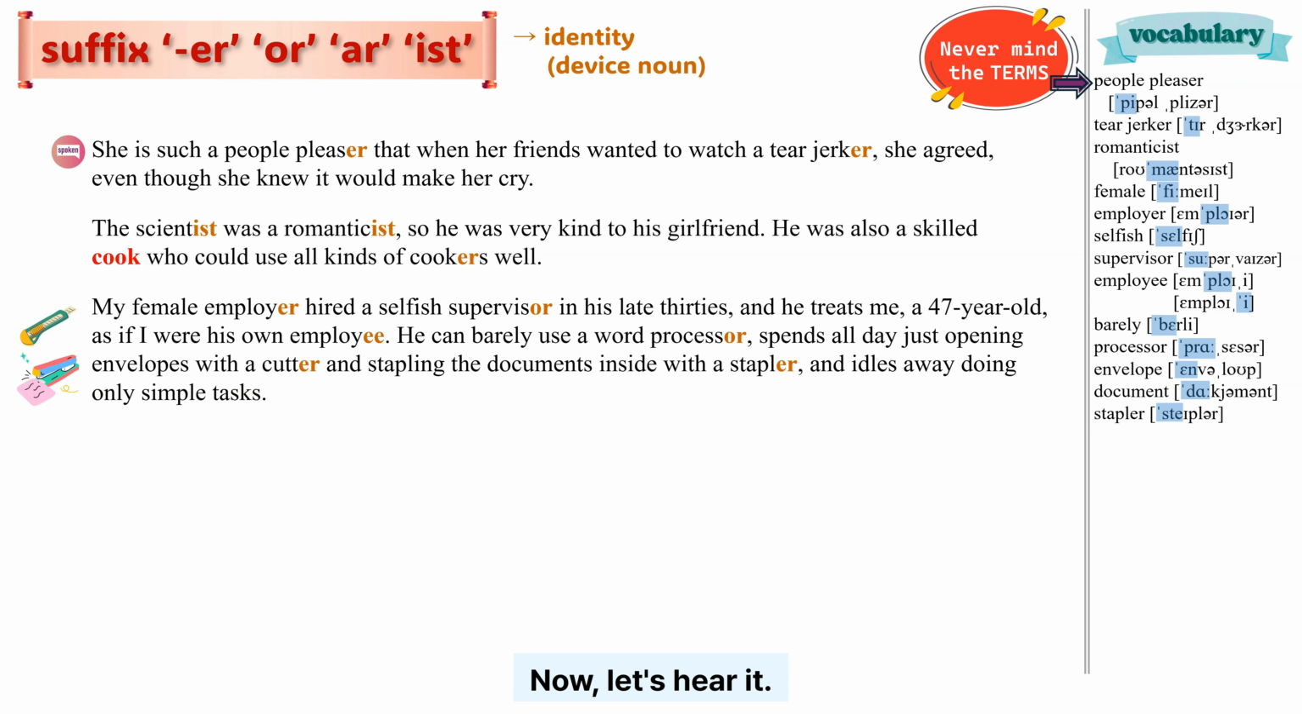Now let's hear it. She is such a people pleaser that when her friends wanted to watch a tearjerker, she agreed, even though she knew it would make her cry. The scientist was a romanticist, so he was very kind to his girlfriend. He was also a skilled cook who could use all kinds of cookers well. My female employer hired a selfish supervisor in his late 30s, and he treats me, a 47-year-old, as if I were his own employee. He can barely use a word processor, spends all day just opening envelopes with a cutter and stapling the documents inside with a stapler, and idles away doing only simple tasks.